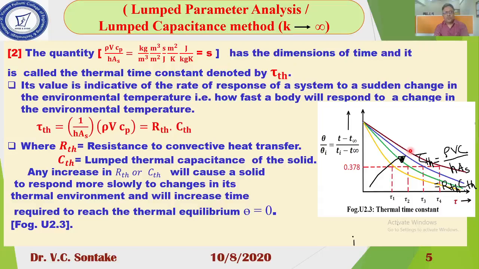So the smaller the thermal time constant for a thermocouple, the more rapidly it will reach the temperature of the body whose temperature is to be measured. Or you can also say it will reach very rapidly the thermal equilibrium condition with the body whose temperature is to be measured by the thermocouple.